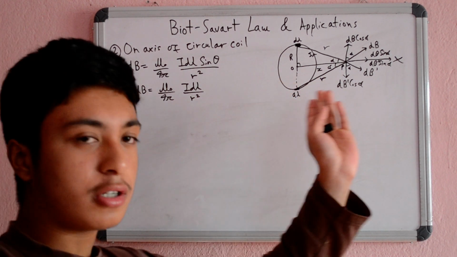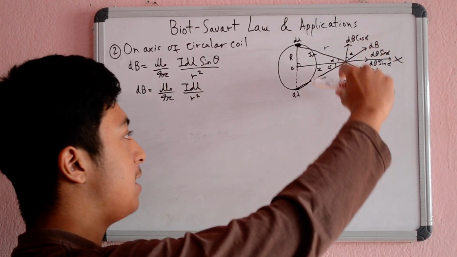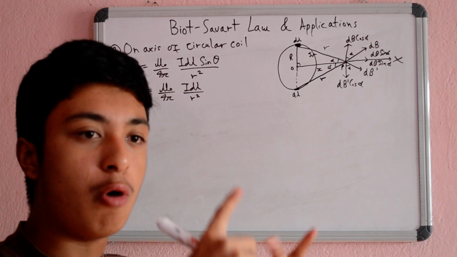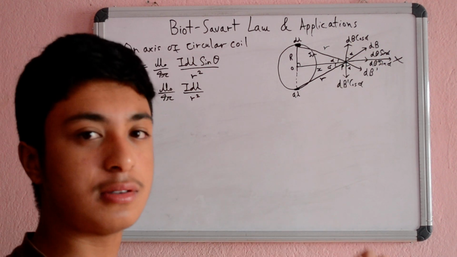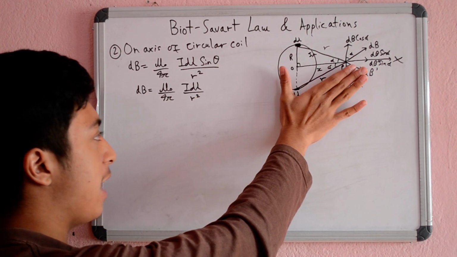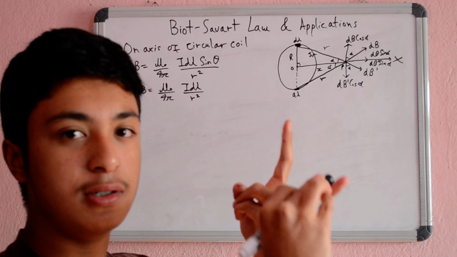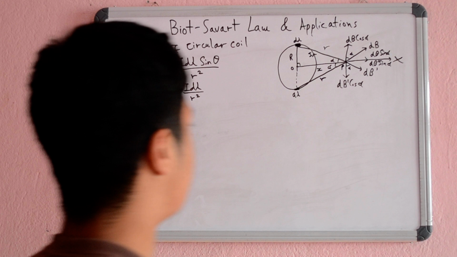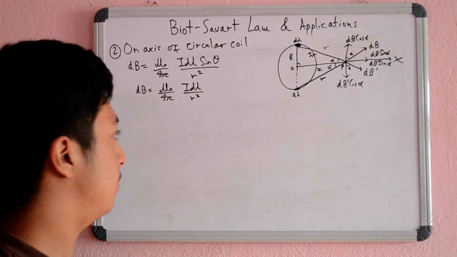Now why did we introduce another current element? In this figure, dB cos alpha and dB dash cos alpha are equal in magnitude but opposite in direction, acting in the same line of action. So the cos components, or the vertical components, cancel each other out. If we hadn't introduced dB dash, we would have two components, the vertical and the horizontal, and since we only want it on the axis, we need to eliminate the vertical component. This is why we introduced another current element diametrically opposite to the first.